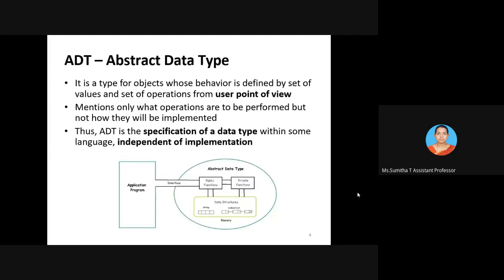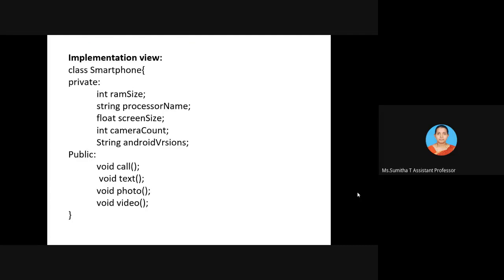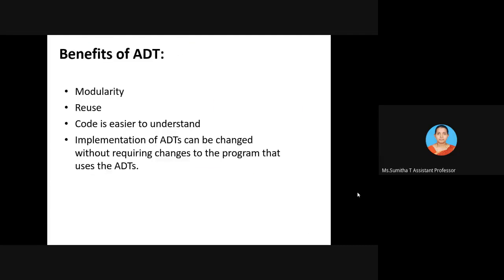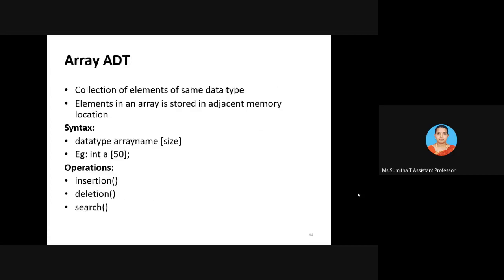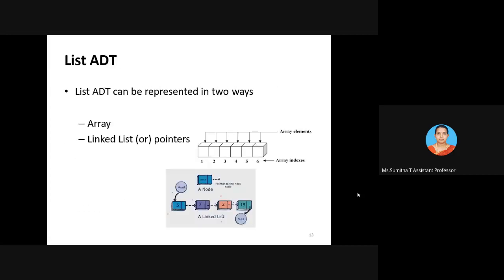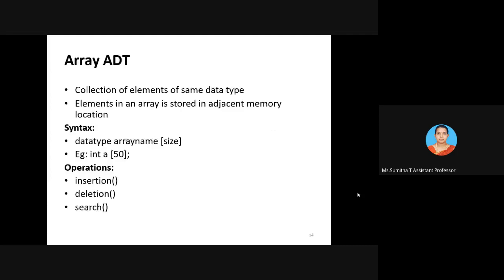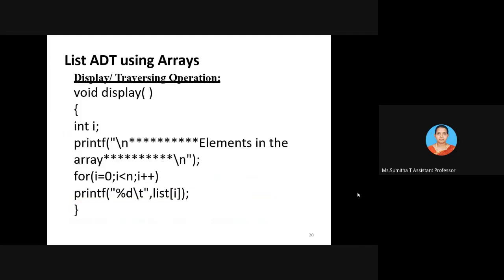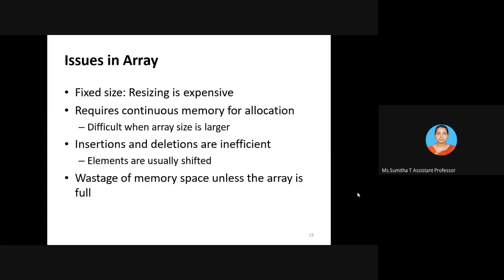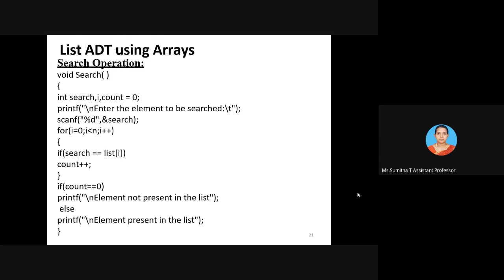This abstract data type, ADT, and examples for that we have seen, and benefits, and only then we come to list and list ADT. How to implement here: array and linked list. In array, we have already discussed how we can declare and what operations we can do. These are the topics under list ADT using array, and we saw about issues in array, right? What are the issues in arrays?